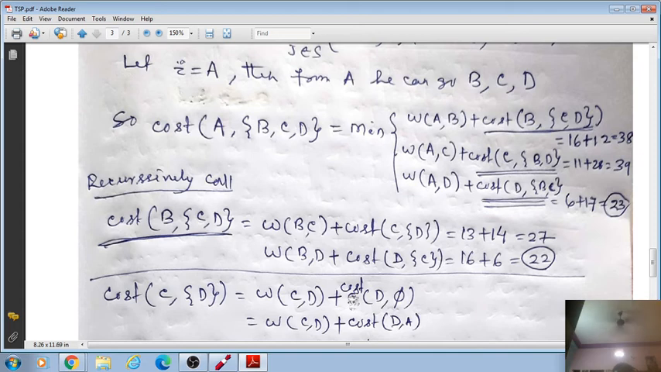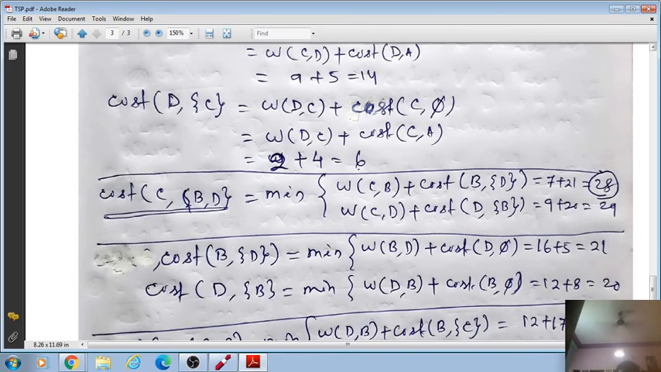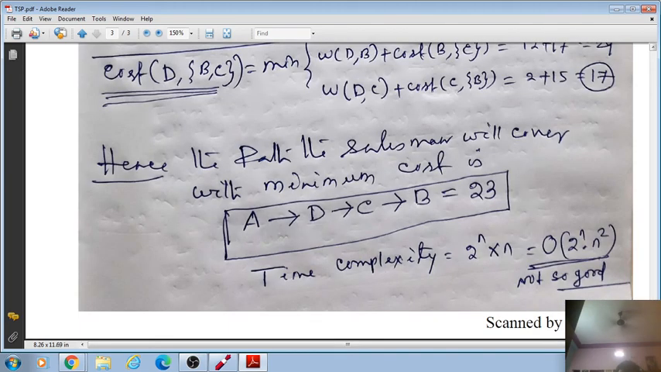Clear? Last one. Because I took B and I took C, the remaining is D. So weight of A to D plus cost D to BC. So again, I have to calculate D to BC. I see I have recursively solved it on the third line. Last one, you can see here, I have calculated. This is the function.